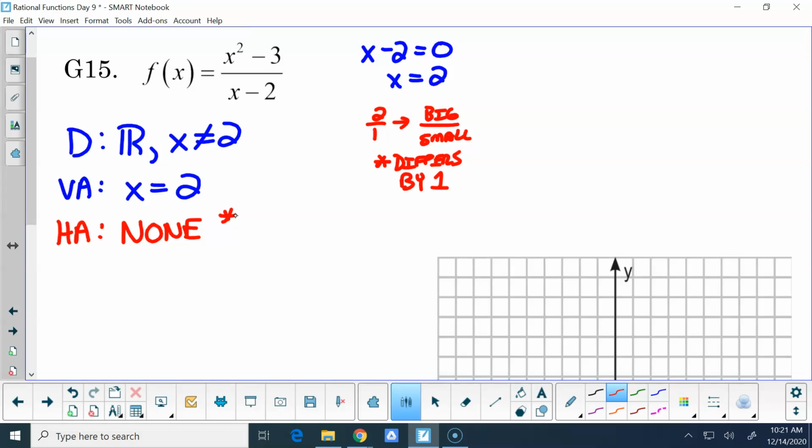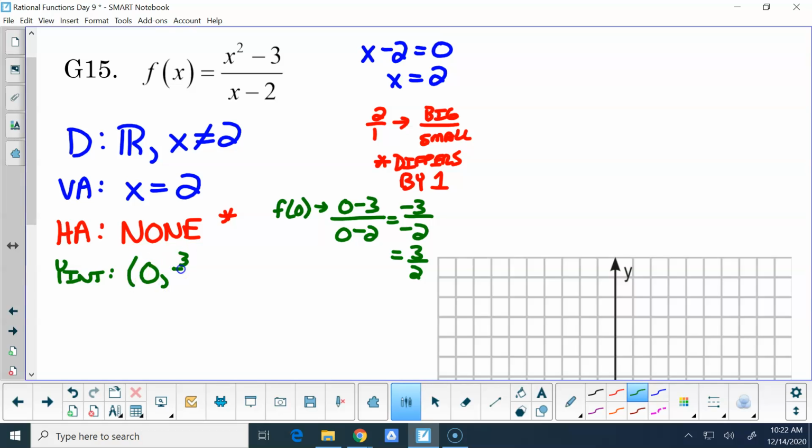Step number 3. Find the y-intercept. How do we find the y-intercept? So I've got to find basically f of 0. So that's going to be 0 minus 3 over 0 minus 2, which is going to be negative 3 over negative 2, which is going to be 3/2. So I get a y-intercept at (0, 3/2).